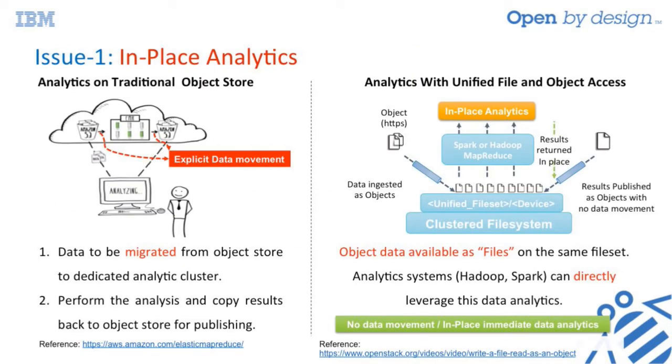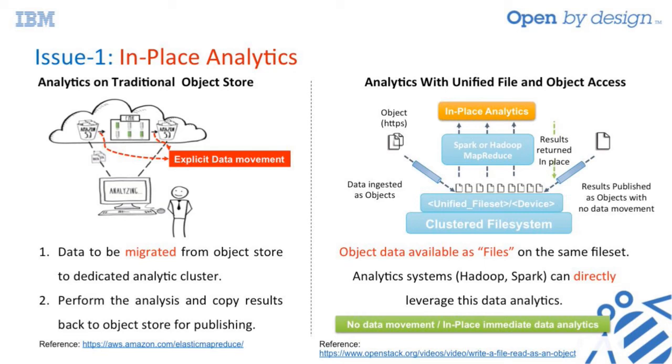So let's go through every single point in detail. The first one was in-place analytics. If you look on the left side, you see traditional analytics in an object store. That means you have your objects stored in your object store. If you want to run analytics, you have to migrate them to your analytics cluster. You run your analytics and create your reports, which are migrated back into your object store to publish them. So obviously, you have to move data twice. That's not very performant and efficient.